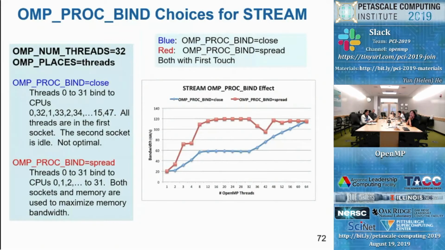And the proc bind choices, the thread I showed, the close and spread. With the close choice, in that small example, you see half of the cores are idle. So here again, on the Haswell node, if I use spread, this is for the STREAM memory bandwidth. If I use close, I'm wasting the other half of the memory bandwidth. That's the blue, the higher the better here, the bandwidth. So the spread gives you much more performance.